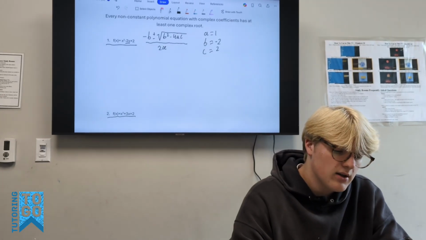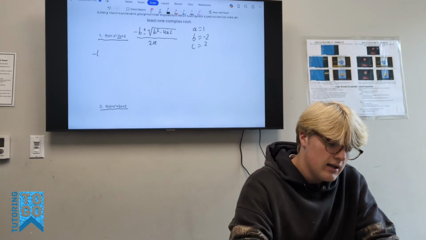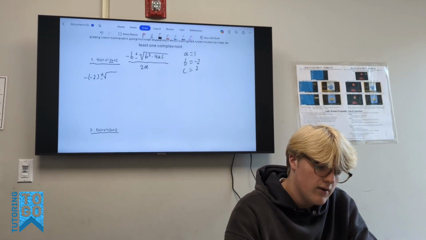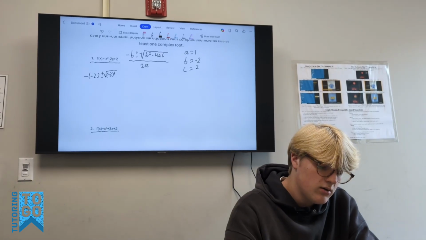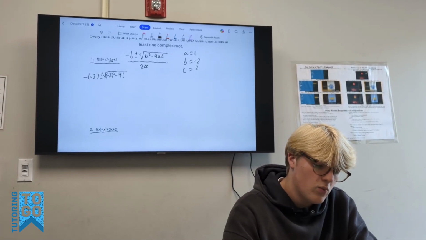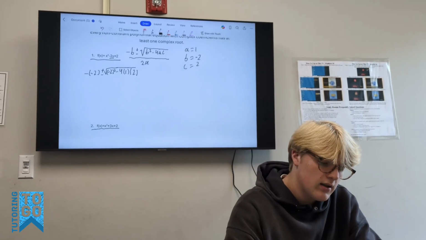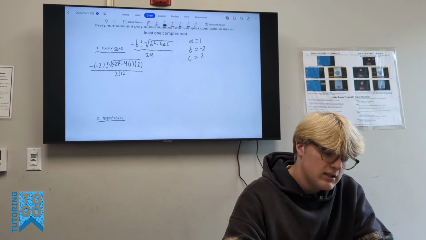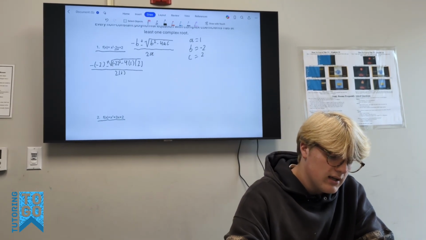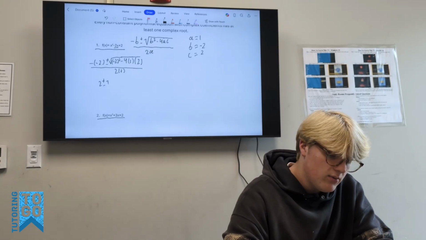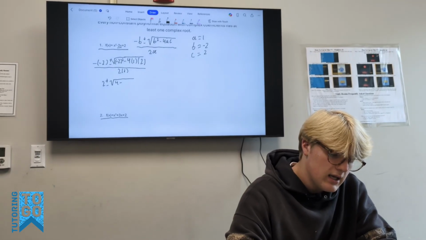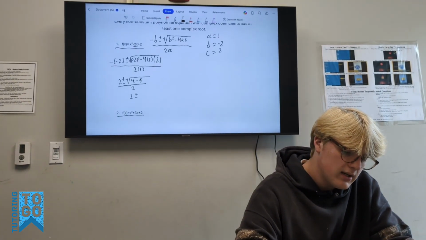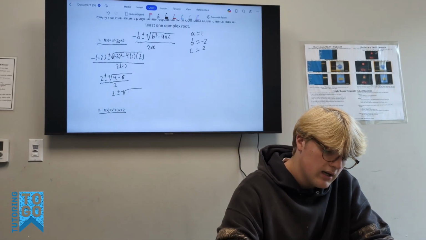So now that we know that, we can plug those values into this equation to get the negative 2, which is going to end up being positive 2, plus or minus the square root of negative 2 squared minus 4 times 1 times 2. And then that's going to be over 2a, which will just be 2. So we're going to simplify this down real quick. And we're going to get 2 plus or minus the square root of 4 minus 8 over 2. Simplify that a little more. We will get 2 plus or minus the square root of negative 4 over 2.